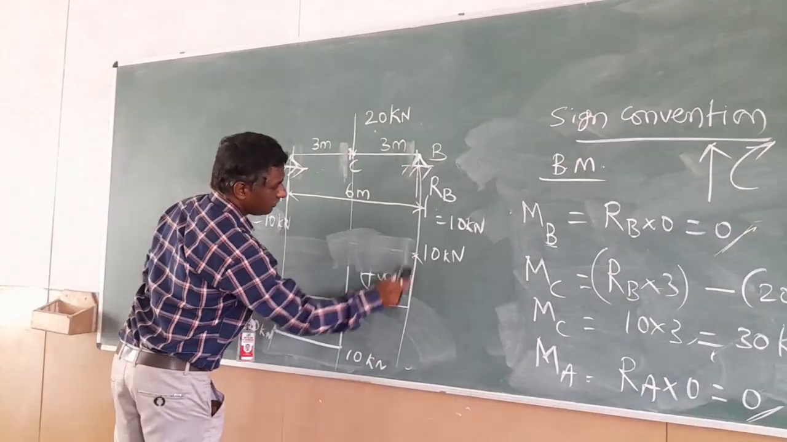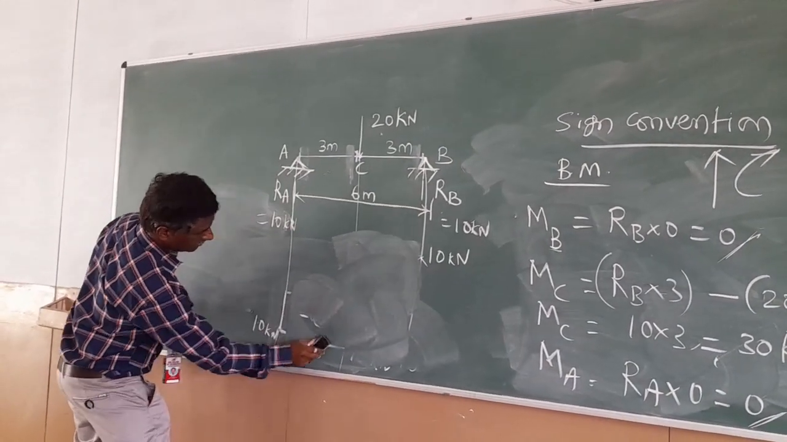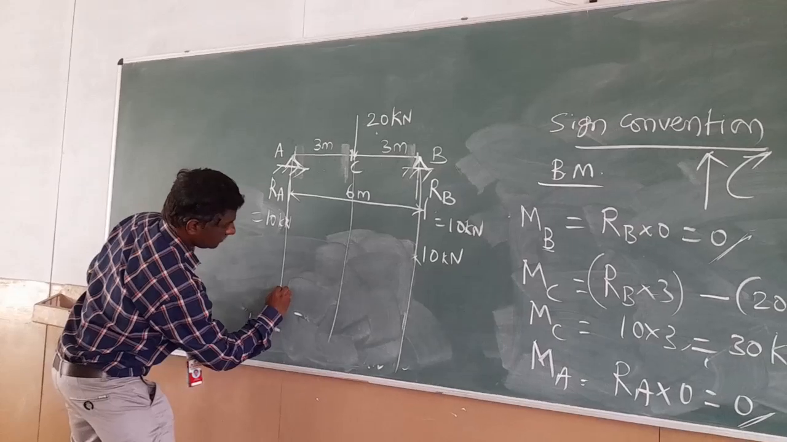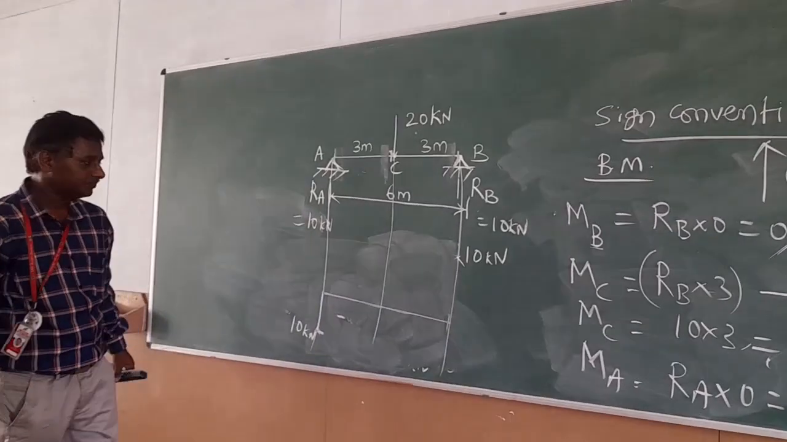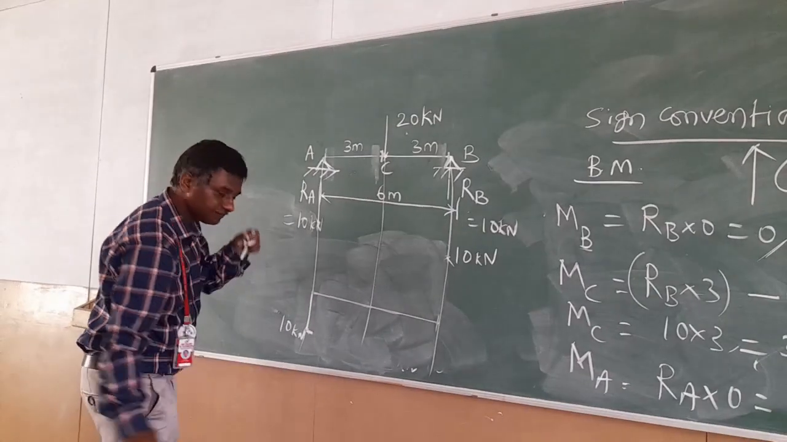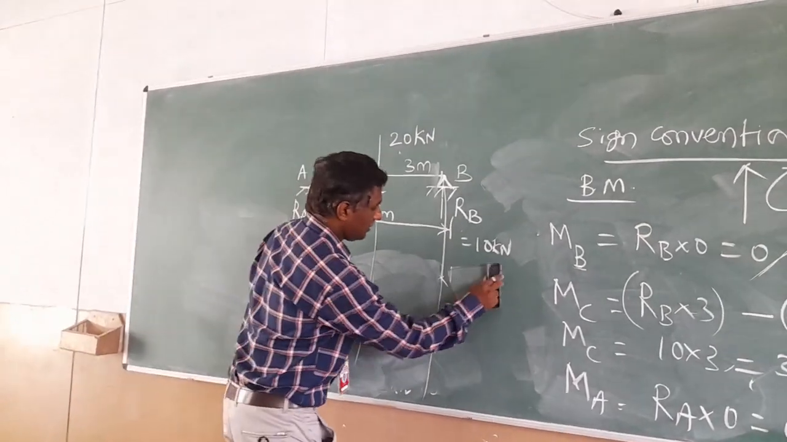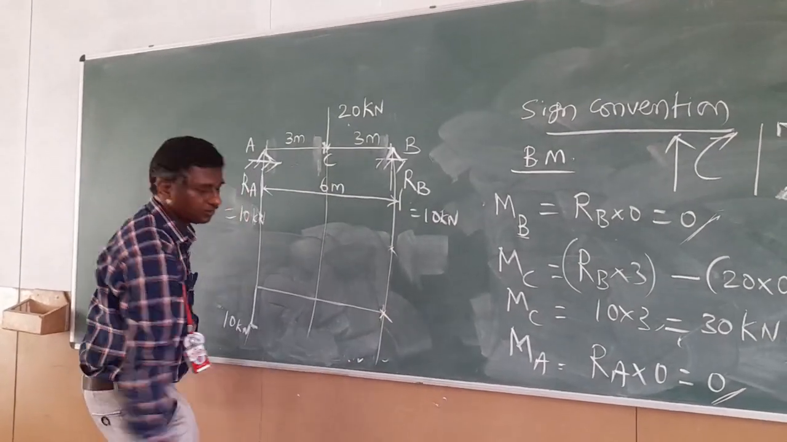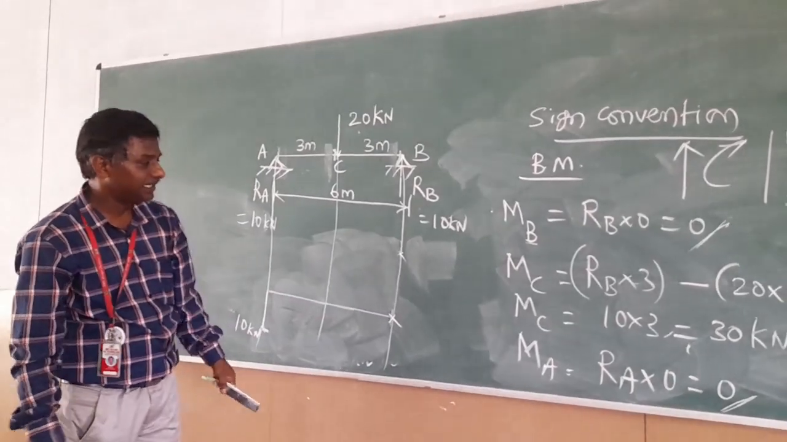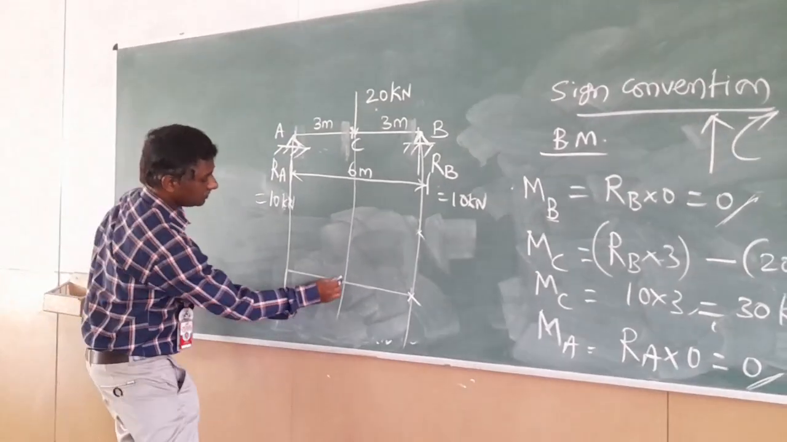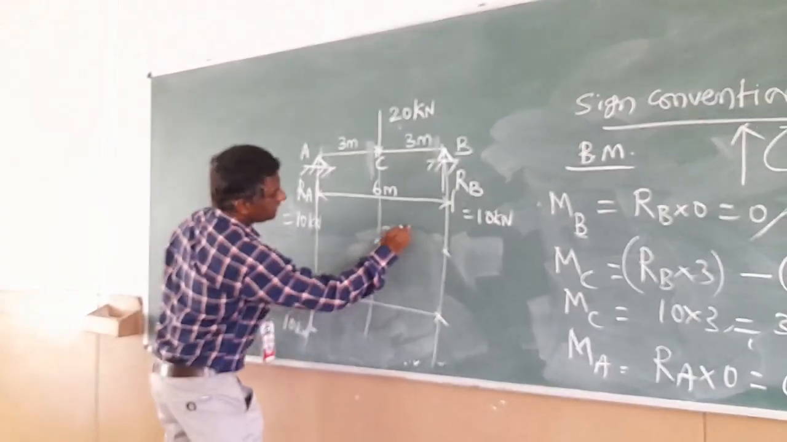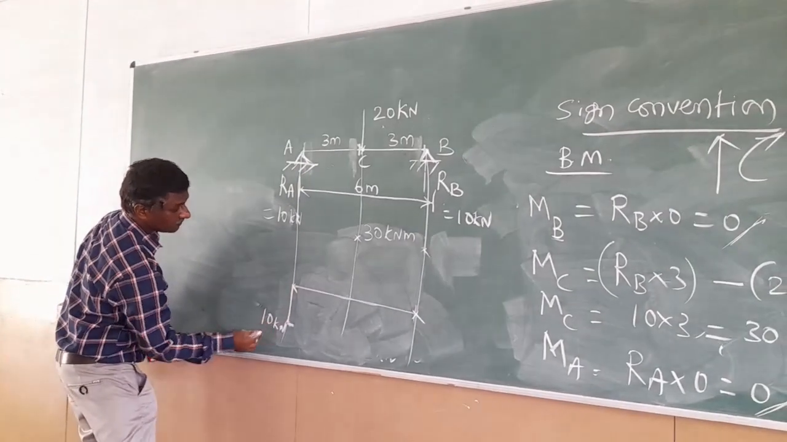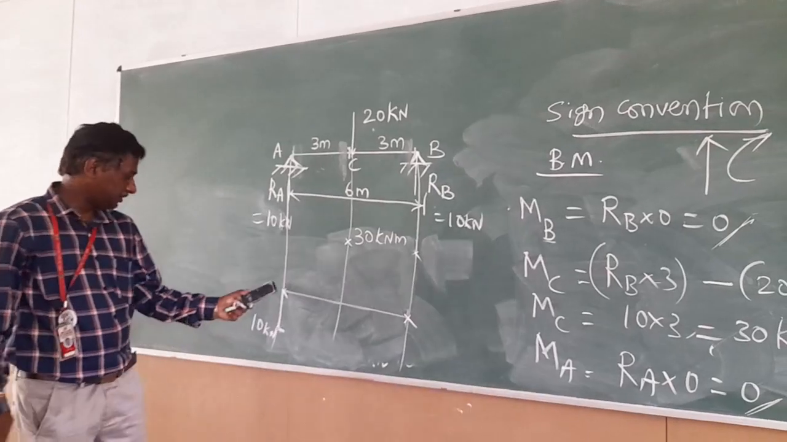Okay, now here itself I will draw. Just extend. So this is the zero bending moment line. At point B, MB is equal to 0. At point A, MA is equal to 0. M at point C is 30 kN·m, which is a positive value. So from this, I am taking 30 kN·m here. Okay, so the zero line.